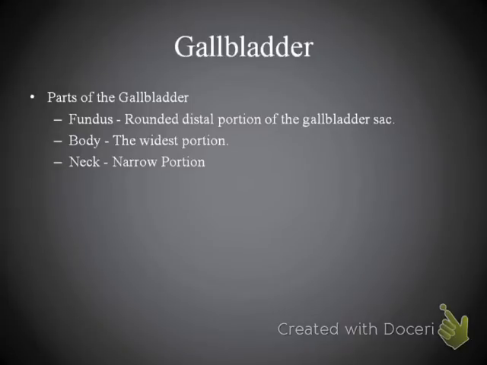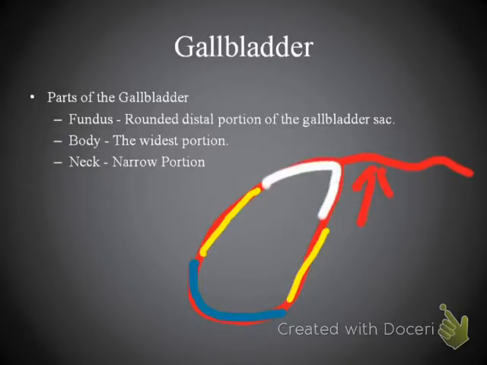Okay, parts of the gallbladder. We have the fundus, the body, and the neck. If I draw a crude diagram of the gallbladder, with this being the cystic duct, we have this being the fundus, this being the body, and this being the neck. As this says, the fundus is the rounded distal portion of the gallbladder sac, which is this. The body is the widest portion, so as we can see, it's much wider. And the neck is the narrow portion that merges into the cystic duct.